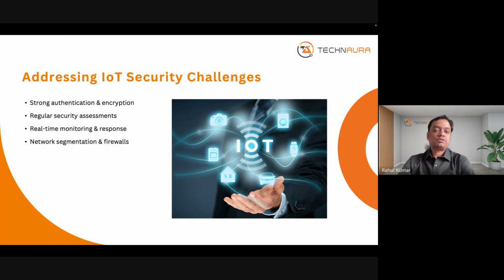We should have a strong authentication and encryption mechanism where we make sure our data is secured and going through a secure channel when we are transferring the data. Then the next is that we have to keep assessing the security changes and adding more patches to the IoT devices. These are the main things. And then we have to do real-time monitoring and response to the user.